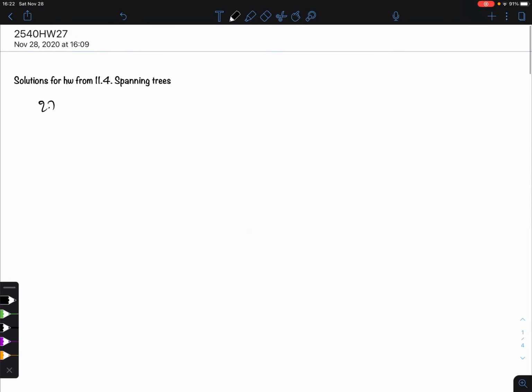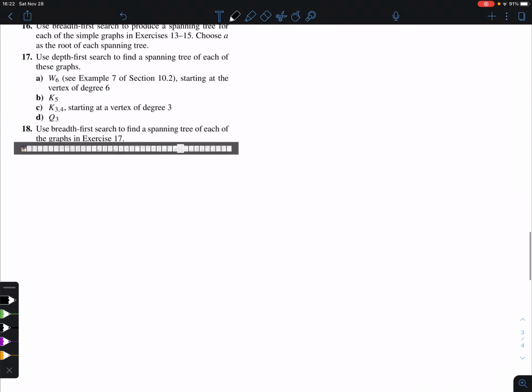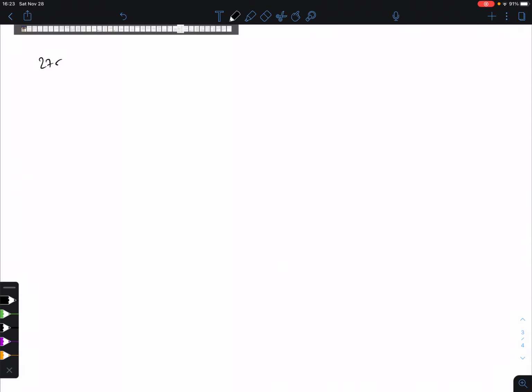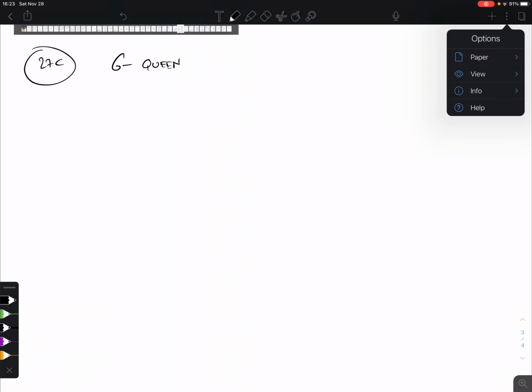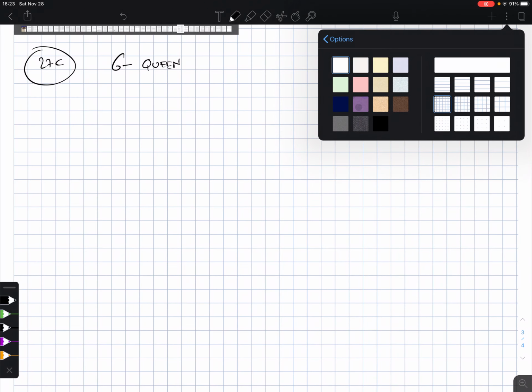So number 27C, and what was that? That was I think the 6 queen chess problem, right? So this is going to take us a while. So perhaps I'll better give myself space and start it here. So 27C. And let me double check here that I'm doing the right thing. 27C. Yeah, so that is the 6 queen. Okay. So I'm going to get myself paper that allows me to draw it easier.